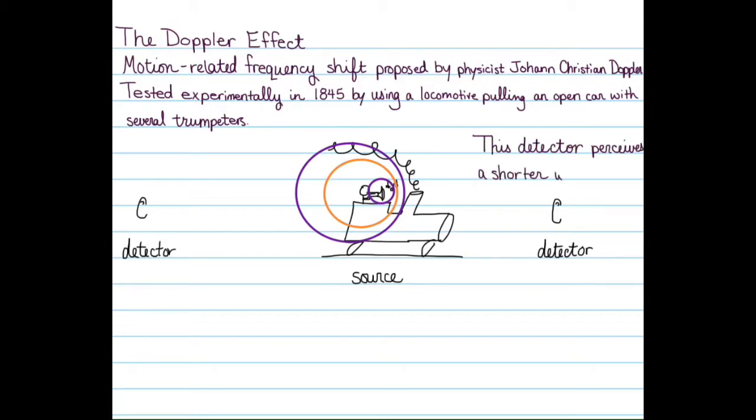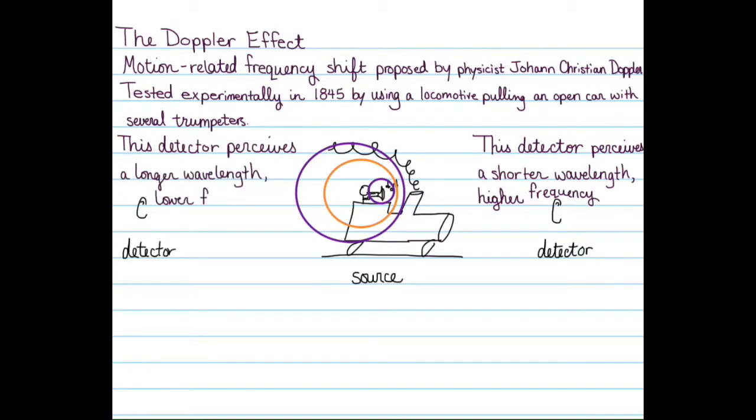So the detector in front of the source is perceiving a shorter wavelength or a higher frequency, while the detector behind the source perceives a longer wavelength or a lower frequency. And I'm sure you've experienced this whenever you hear an ambulance approaching your car or driving away from your car. You can hear the change in the pitch of the siren, or a train if it blows its horn while it's coming toward you.